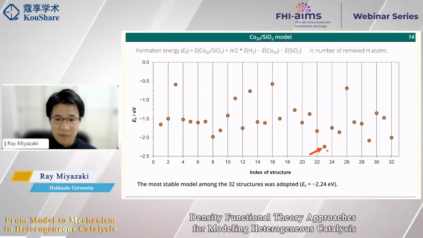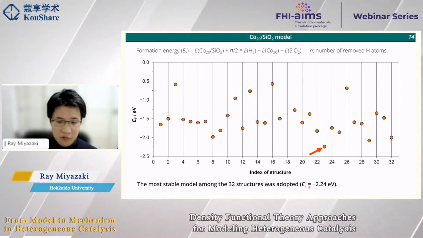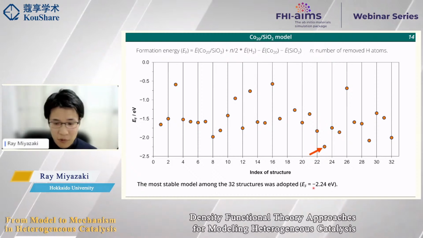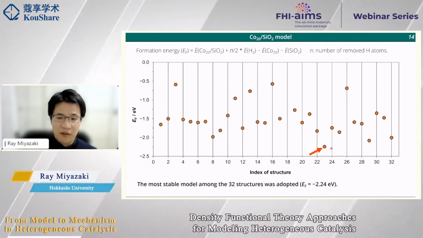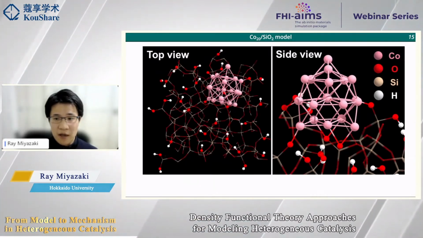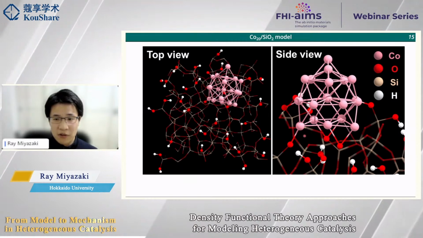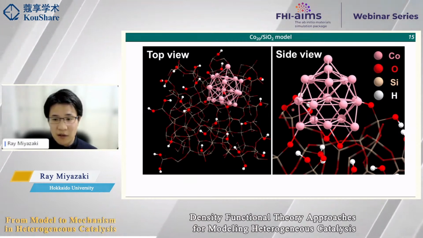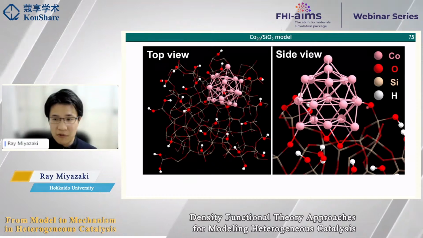This structure shows a formation energy of minus 2.24 electron volts, which means it is quite stable. In this side view, the cobalt nanoparticle, the cobalt cluster model, is in contact with the silica through 5 OH groups, without hydrogen.